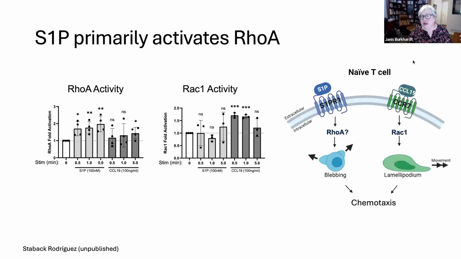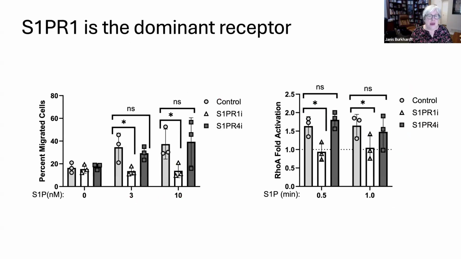So it looks like this model really is right. CCL19 goes through RAC, S1P goes through Rho, but it still left the question, how does that really work? So we went back and checked and made sure that we hadn't made a mistake. Is it really S1PR1? So we treated with inhibitors. T cell motility is inhibited by S1PR1 inhibitor, but not inhibitors of the other receptors. And Rho activity, and this is important, is inhibited by blocking S1PR1. Okay, so it really is S1PR1.